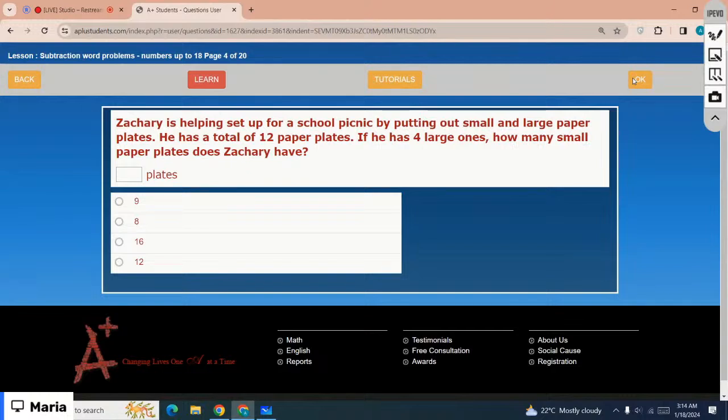Zachary is helping set up for a school picnic by putting out small and large paper plates. He has a total of 12 paper plates. If he has 4 large ones, how many small paper plates does Zachary have? So which is the correct option?